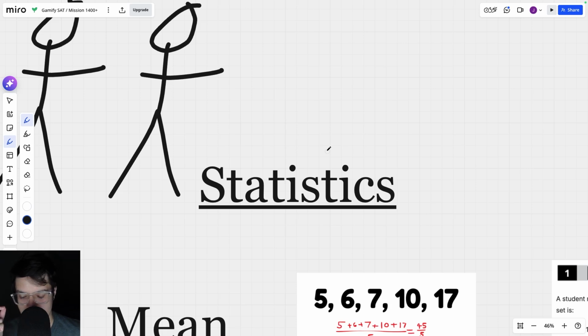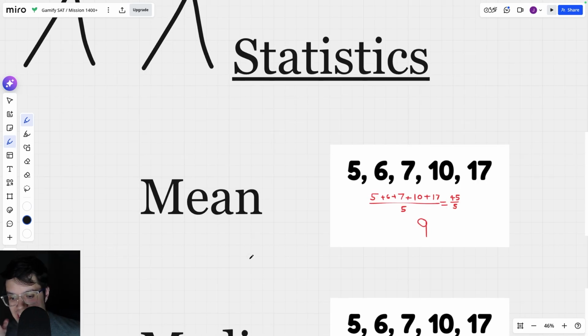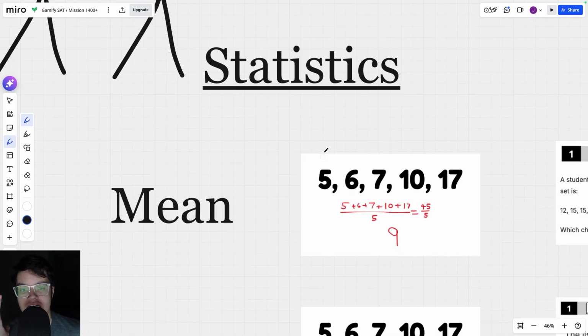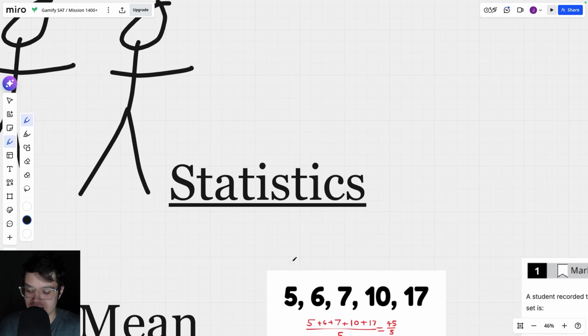Okay, let's talk about statistics on the SAT. When I say statistics, I mean stuff like mean, median, mode, range, standard deviation. And honestly, this is something you really need to understand for the SAT, because though it may not appear all of the time, where it does appear, there is no replacement for it.